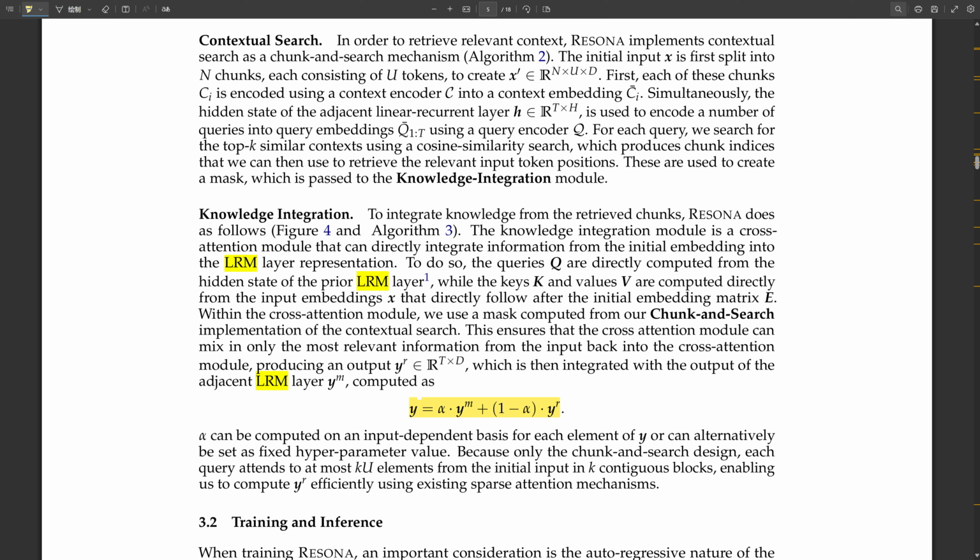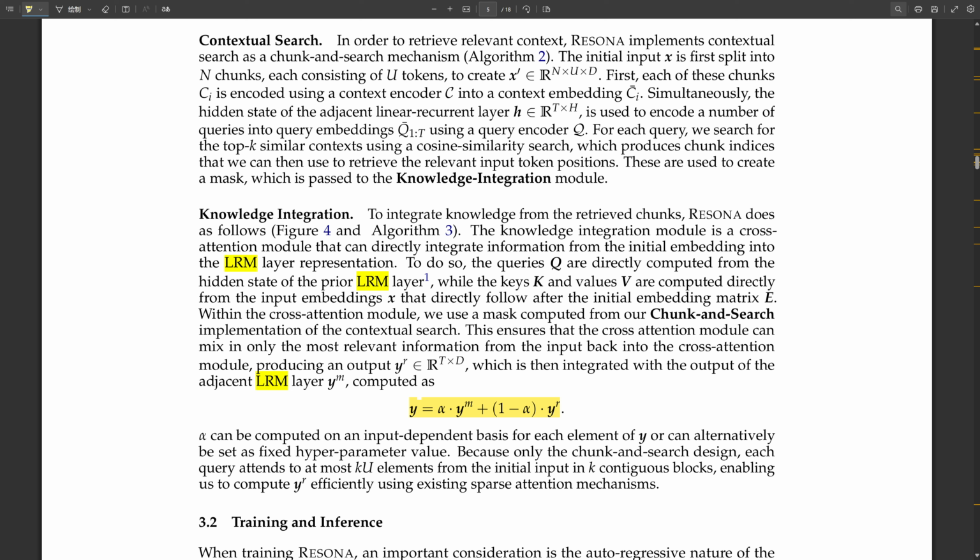They even compared Resona to some simpler methods that just append retrieved context to the input, kind of like a basic form of RAG. And Resona consistently outperformed those approaches, which shows that it's really the integration part that makes the difference. So it's not enough to just give the model more information.